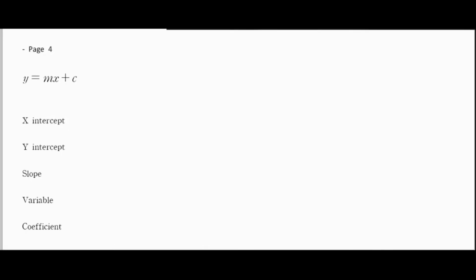Here's the linear expression: y equals mx plus c. Right here, we call this the slope. And this constant right here, the c, we call the y-intercept. Like this, using the equation, we can get the slope and y-intercept.